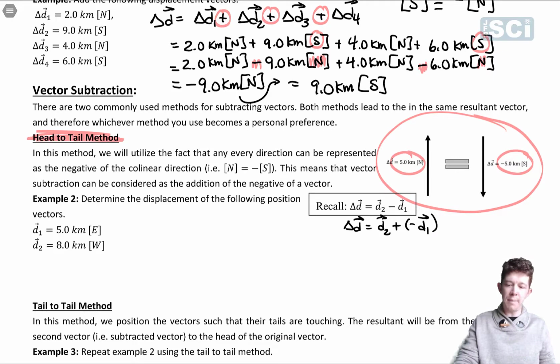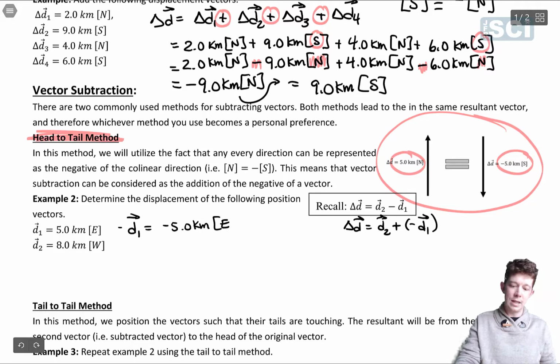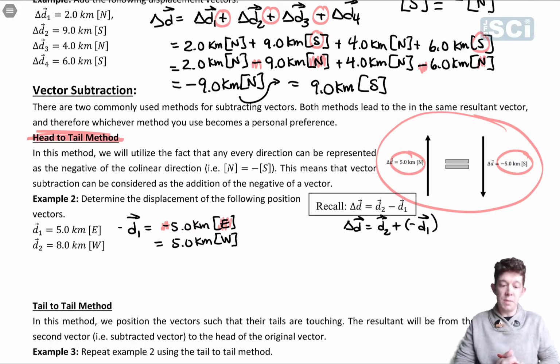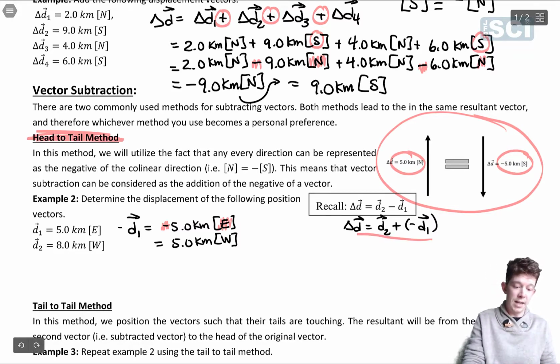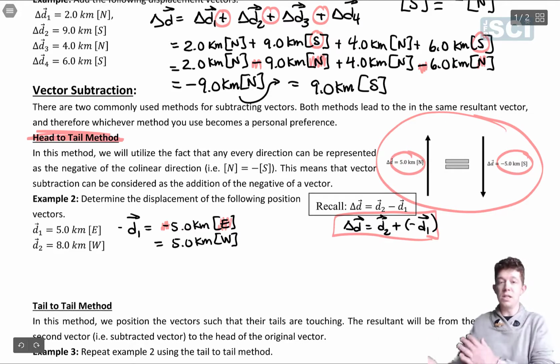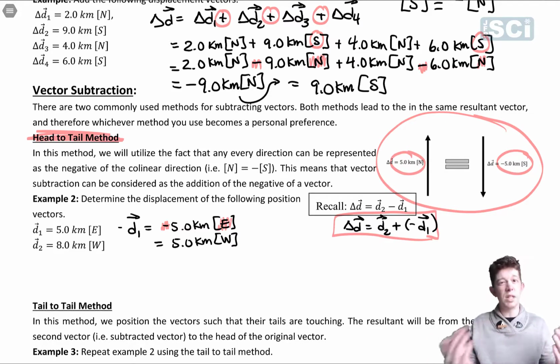So let's go ahead and prep our problem so that it just becomes vector addition. That means I have to flip the direction of D1. So negative D1 is actually just negative 5.0 kilometers. In this case, it was east. And because I have a negative and the direction, it becomes 5 kilometers west. Okay, so now I've set up the problem so that it just becomes a vector addition problem. I know D2, I know what negative D1 is, and I'm just going to add them together.